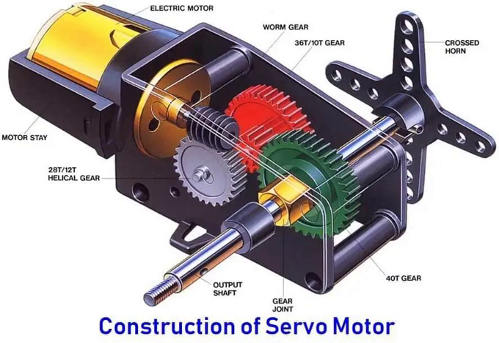Smooth operation. AC servo motors provide smooth and stable motion due to the closed-loop control and feedback mechanism. This helps minimize vibrations, jerks, and overshooting during operation.